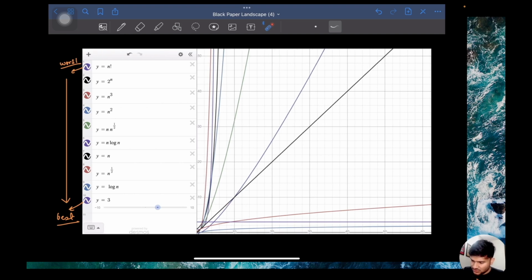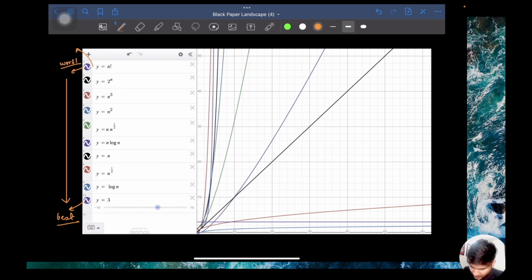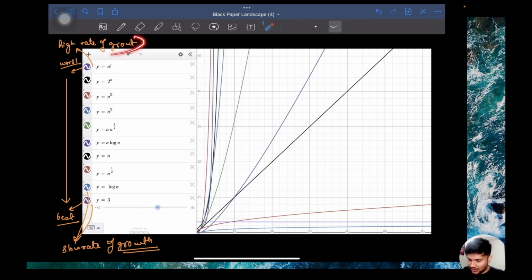If we have two algorithms, in the first algorithm the rate of growth is n square. In the second algorithm, the rate of growth is square root of n. Then definitely the second algorithm is better. The first algorithm is not that good because the rate of growth is high. Here you can say high rate of growth, and here slow rate of growth. If an algorithm has a high rate of growth, then we don't desire that algorithm. We always desire an algorithm with a slow rate of growth.